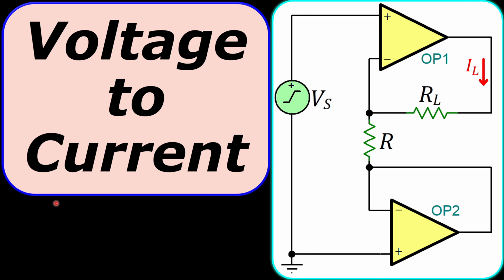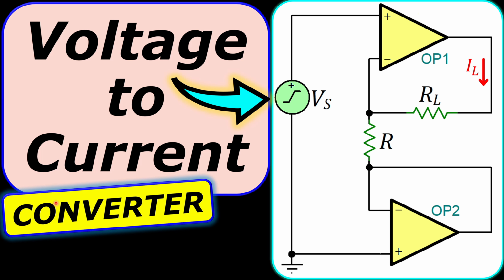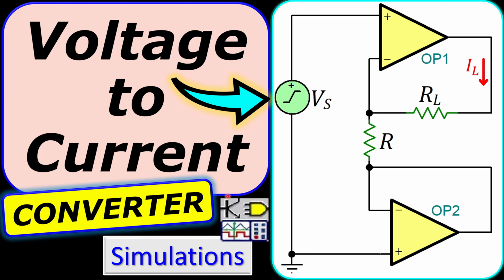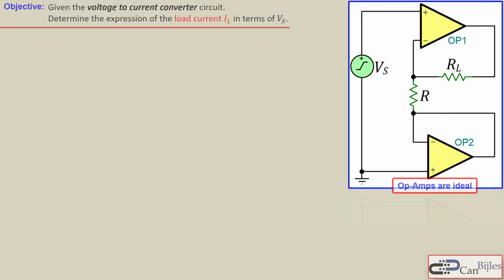In this video we will discuss another voltage to current converter circuit. We will see how we can use this circuit. We're using the op-amps to create a load current which is affected only by one circuit parameter. Of course, we will see that step by step in our calculations and we'll verify these in SPICE simulations.